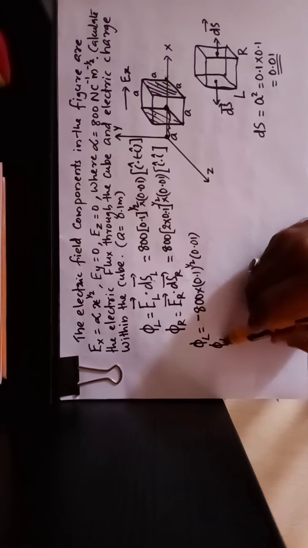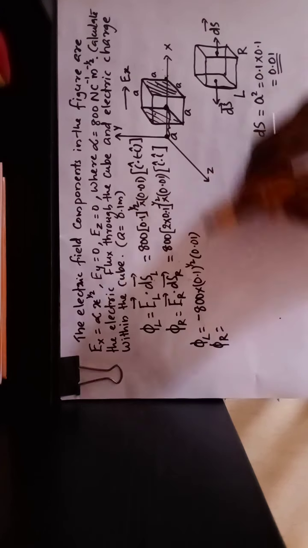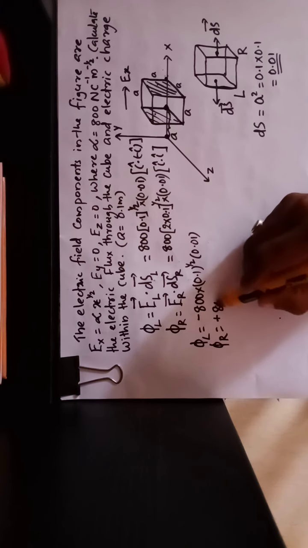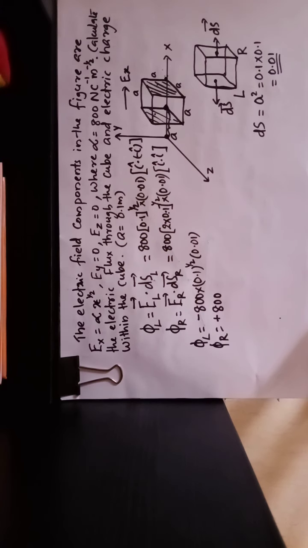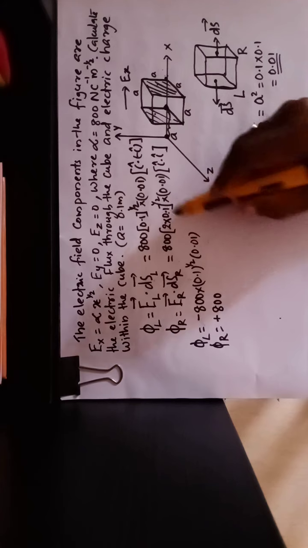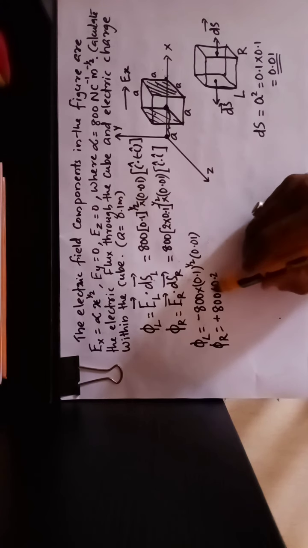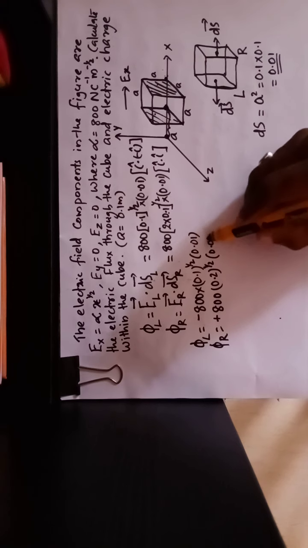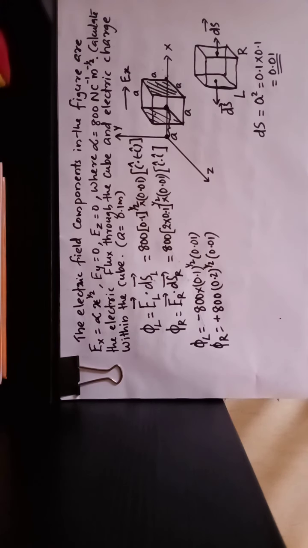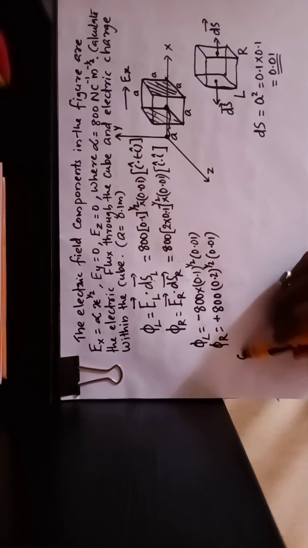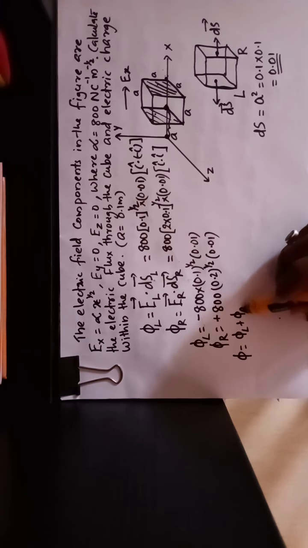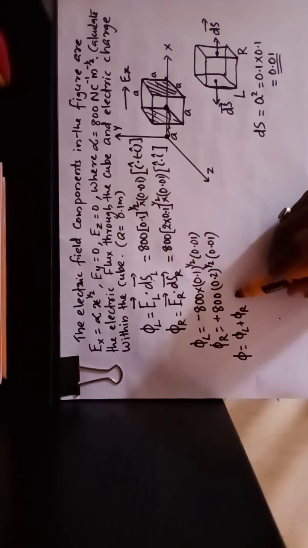And what is phi R? At the right side, this is the flux. So what is the equation? Minus, not minus, it is plus 800 into 2 into 0.1 is 0.2, so 0.2 raised to 1 by 2, then we will have 0.01. Okay, now we need to find the net flux. So what is net flux? Phi is equal to phi L plus phi R. We need to add these two to get net flux.